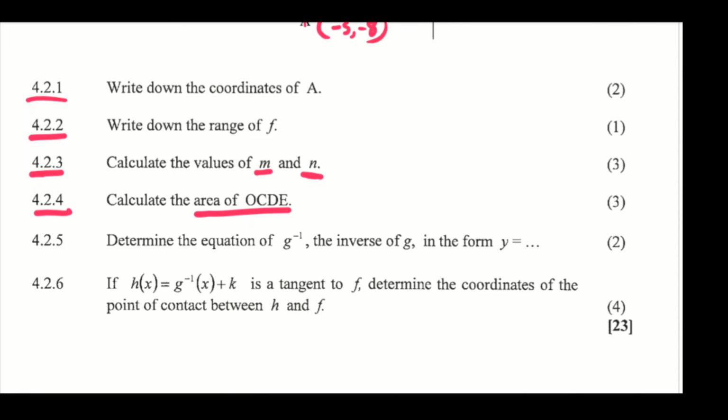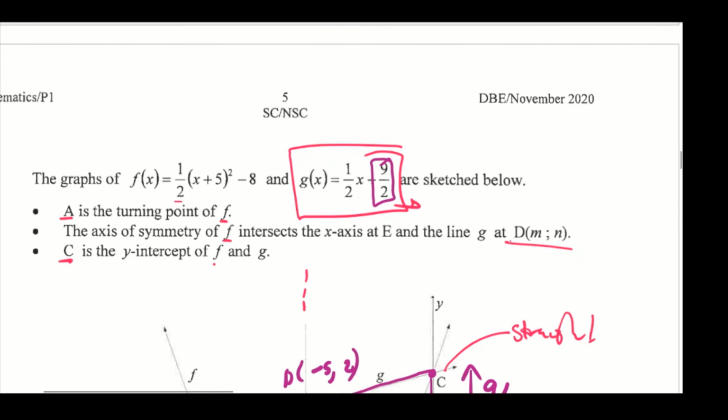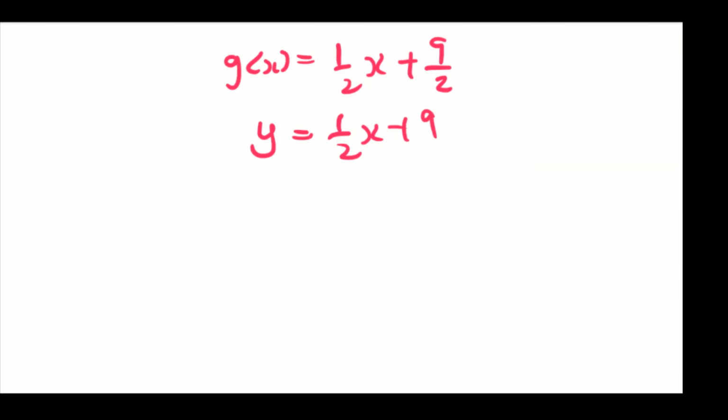Then in 4.2.5, you're asked to determine the equation of the inverse of g, in the form y is equal to. If we go back to the given equations, we can see that this is the equation of g, and we are asked to find the inverse of this equation. So what you're going to do is this. We have g of x being equal to 1 over 2 x plus 9 over 2, which is y is equal to 1 over 2 x plus 9 over 2.